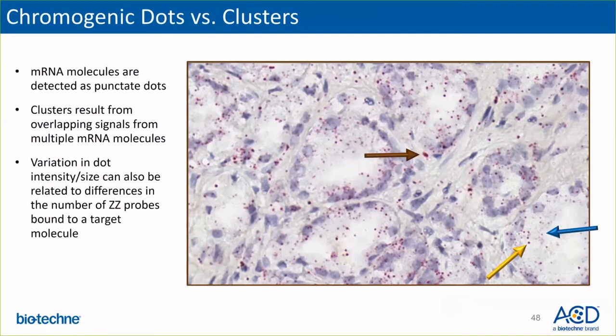The small faint punctate dot pointed by a blue arrow is 1 mRNA molecule. The slightly larger, darker, nicely round punctate dot pointed by a yellow arrow is also 1 mRNA molecule. However, it is larger in size as more double Z probes have bound to the target molecule. In contrast, a cluster pointed by the brown arrow is more oblong with slightly irregular border and results from overlapping signals from multiple mRNA molecules.